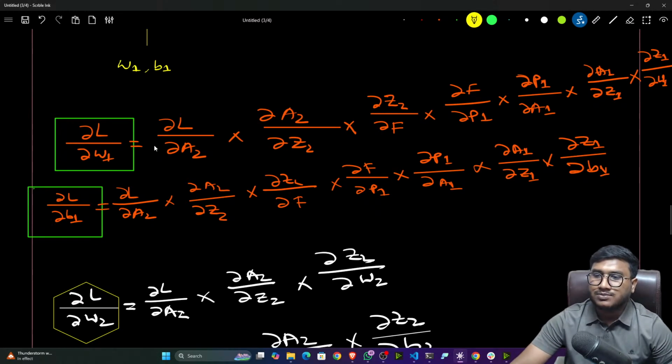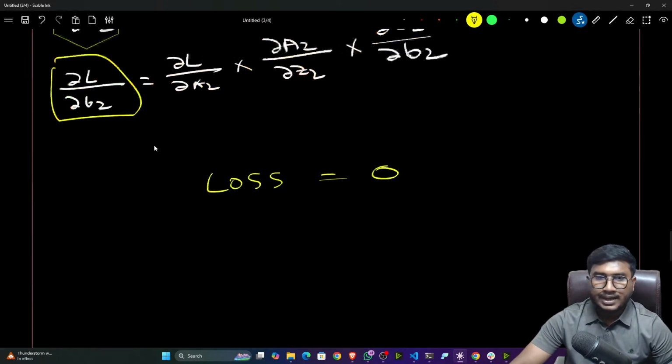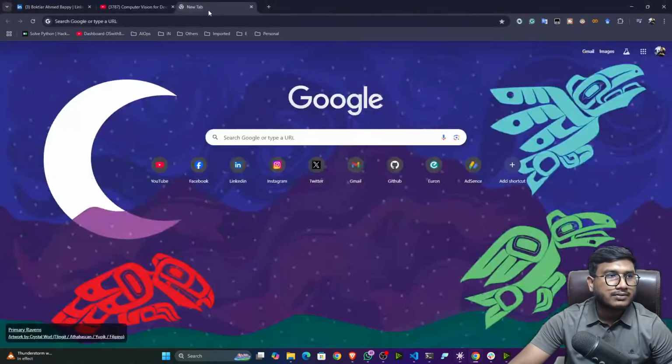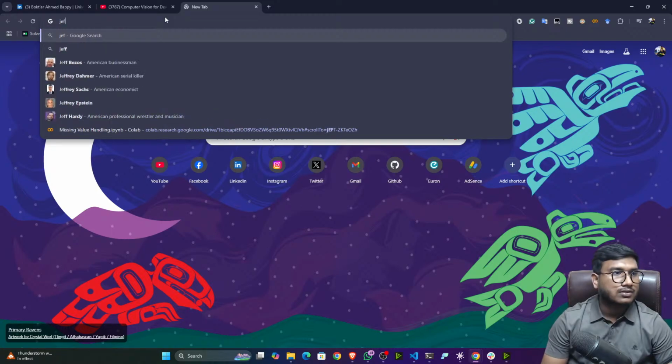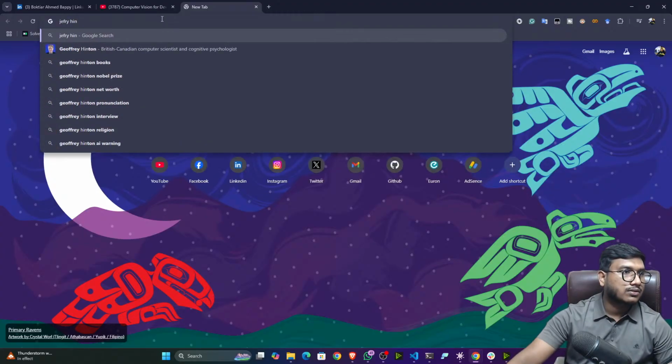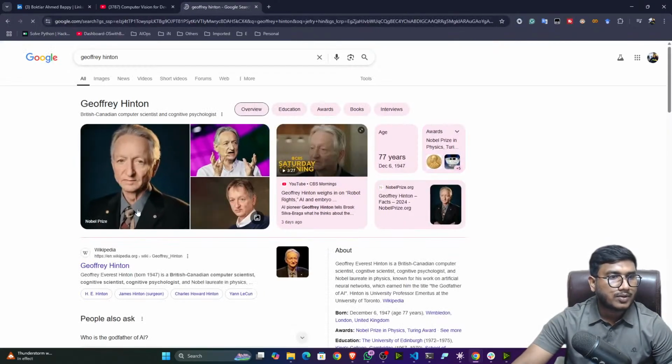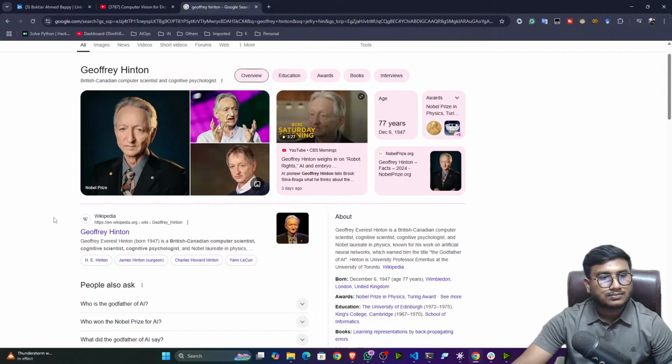Because of the backpropagation, the neural network automatically updates the weights based on the loss, like a human does. Let's say if you make one mistake, then based on your previous experience you will not make the same mistake. So the same concept has been mimicked in the mathematics. And backpropagation was invented by one of the researchers, I think Geoffrey Hinton. He proposed the backpropagation concept for the first time. Godfather of AI.